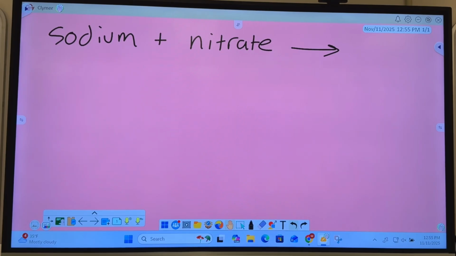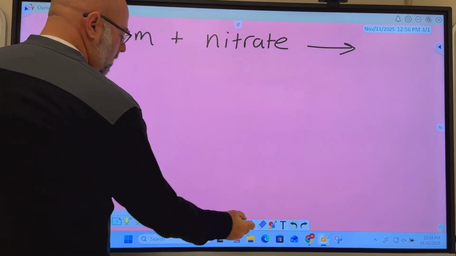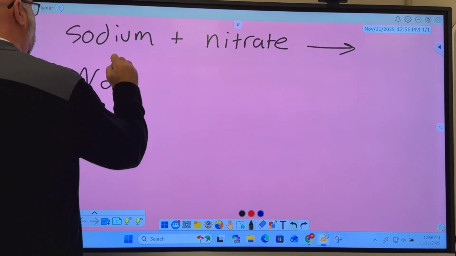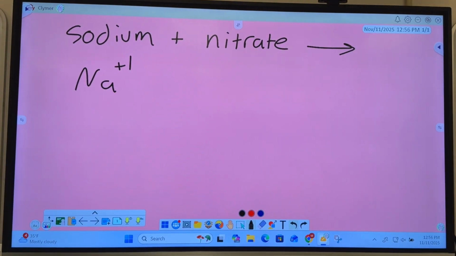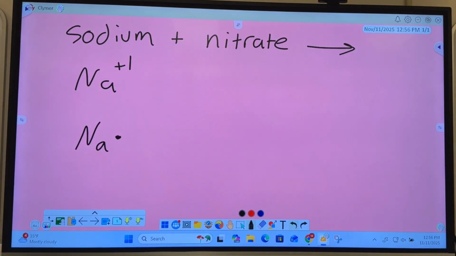All right, so where's sodium? On the left. What group is it in? Alkali metals, good. What's its charge going to be? Na +1. Okay? Easy enough. While we're here, let's do the dot notation for sodium. Let's get it out of the way. What's that going to look like? 1 dot. Good? Ooh, nitrate.